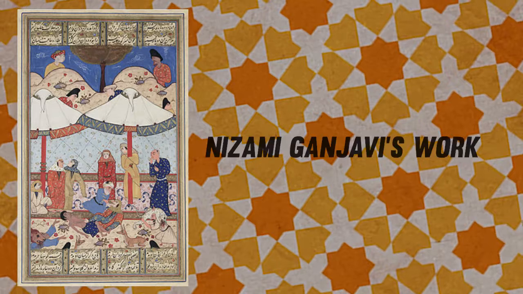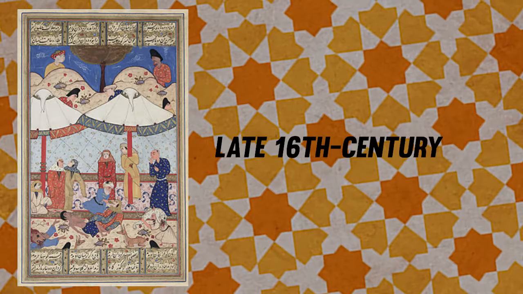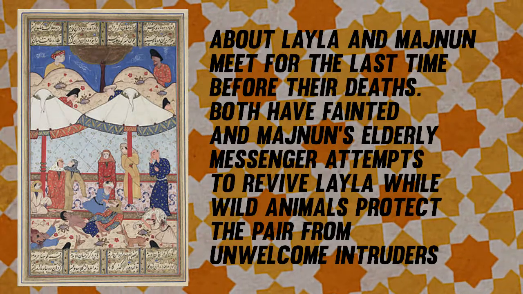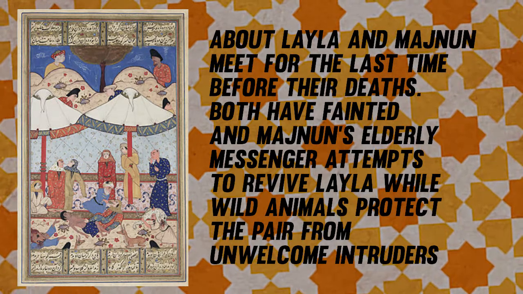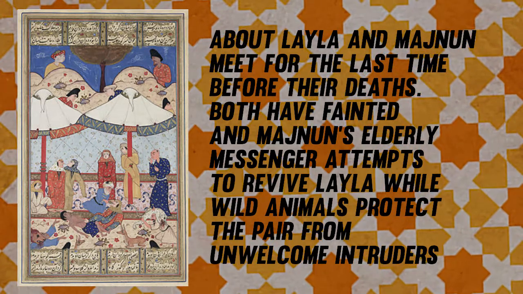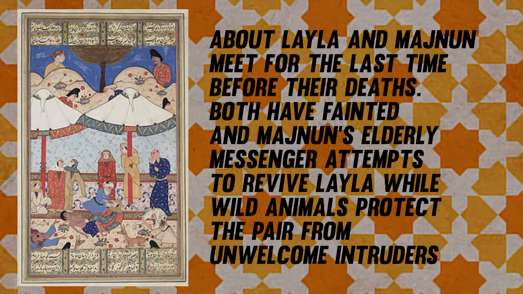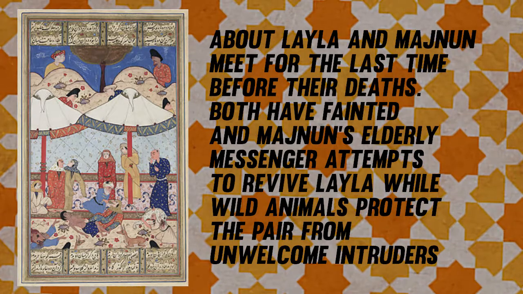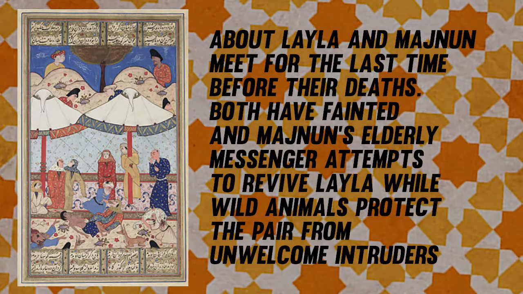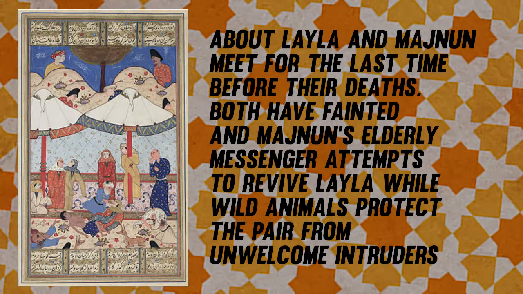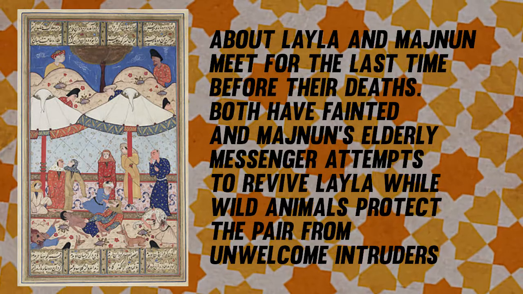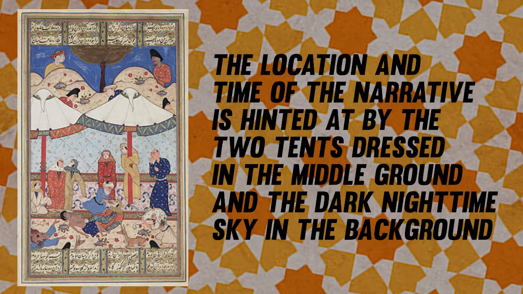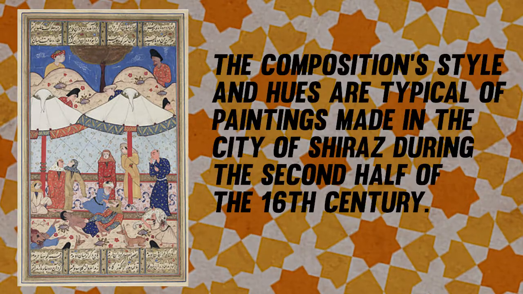This painting, Layla and Majnun, is a perfect example of Persian miniature. This painting tells the story of Layla and Majnun, who met for the last time before their death. It was created in the late 16th century. The narrative is hinted at by the two tents in the middle ground and the dark night-time sky in the background. The composition style and views are typical of paintings made in the city of Shiraz.